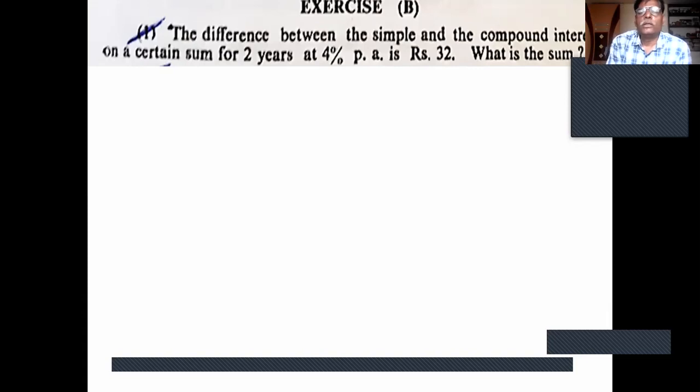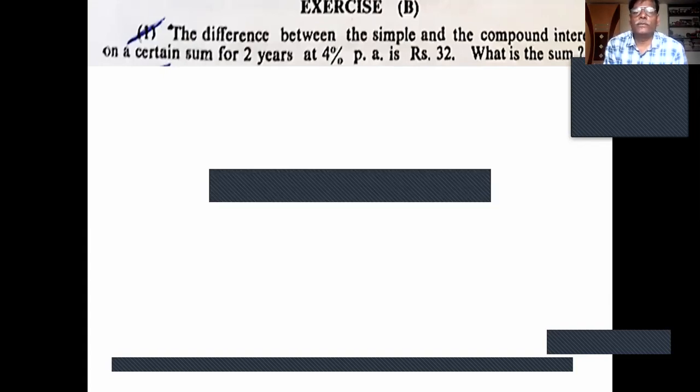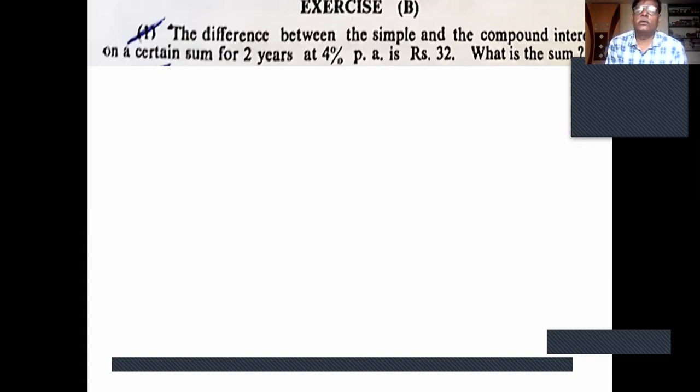Okay. So what is the given thing? Period is given. Period N is 2 years. Rate of interest is 4%. And if you calculate the simple interest and thereafter you calculate compound interest, and then you take the difference between compound interest and simple interest, that difference must be equal to rupees 32.